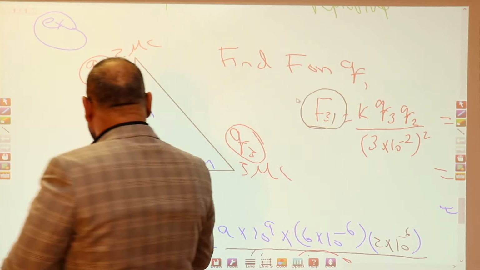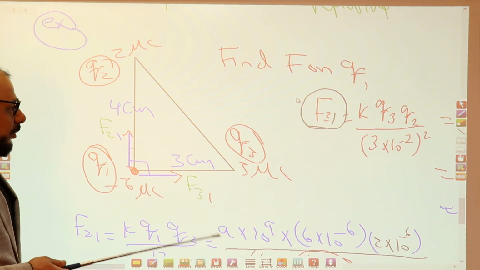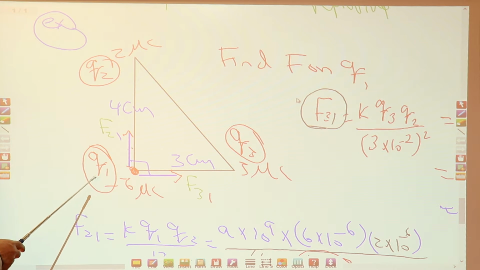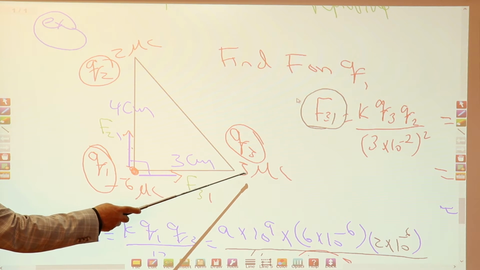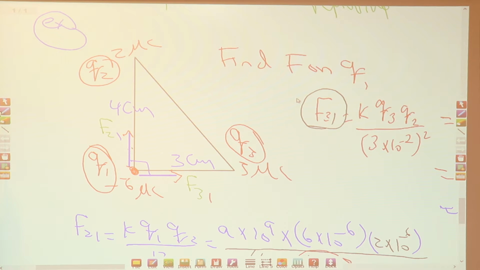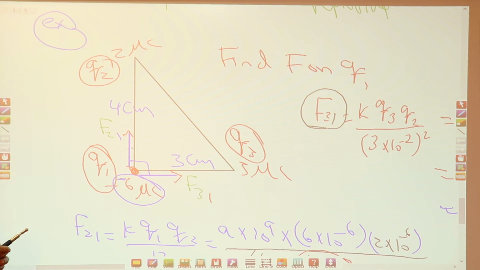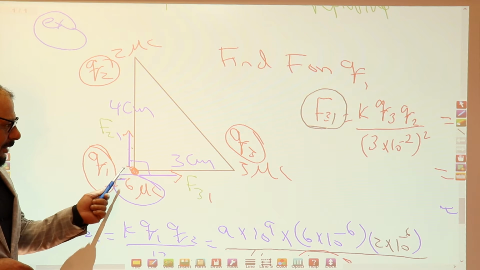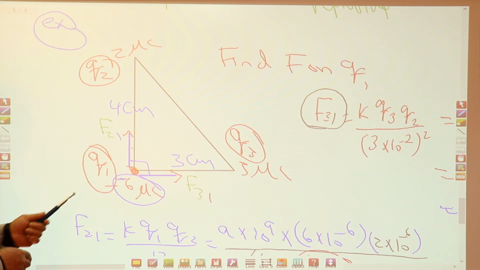Yesterday we stopped at this problem. Just for any student who missed yesterday's class, the last thing we talked about: we have three charges, Q1, Q2, Q3. Q2 is 2 microcoulomb, Q3 is 3 microcoulomb, and Q1 is negative here. You see, this one is negative, and the problem wants me to find the force on Q1. Q1 is negative and this one is positive, so it gives an attractive force.